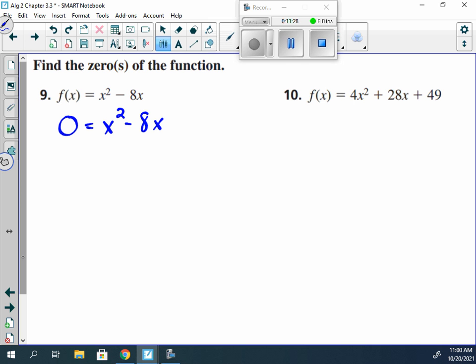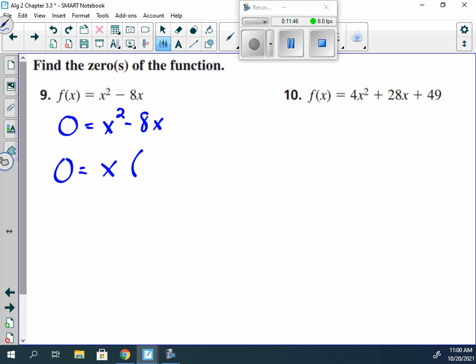This one here is one of the first ones we've had where we haven't had a constant term, right? Because it hasn't been just plus a number. Because a number without a variable is called a constant. But there is a greatest common factor of x, yes? So we can factor it out.